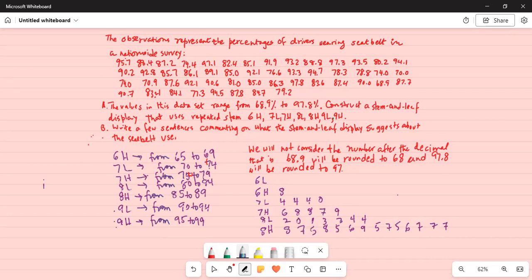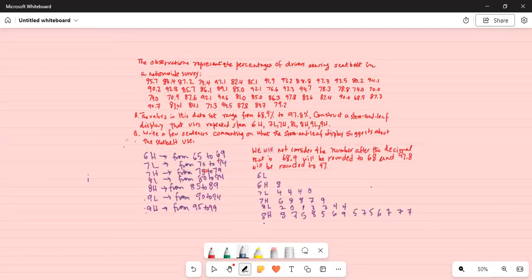Okay, if we reduce this a little bit further, then we will do 9 low. Remember, 9 low is from 90 to 94. So in the first row, I'm looking, there is a 91.9, which is 1. Then 93.2, 3. Then 93.5, another 3. Then there is a 94.1, which is 94, basically.